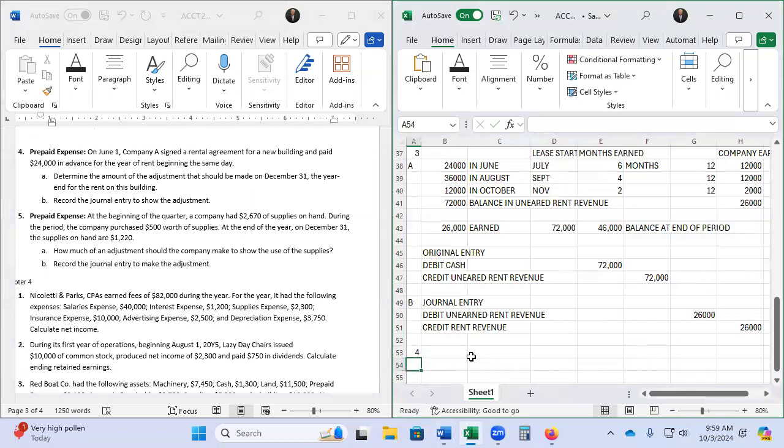Let's take a look at number 4. This is the other side of it. So this is prepaid rent. So you guys should give this one a try. And realize now that we're coming from the other side. I just want you to determine the amount of the adjustment. Part A. I'll give you guys about 2 to 3 minutes. If you have questions, just give me a wave and I'll come over.